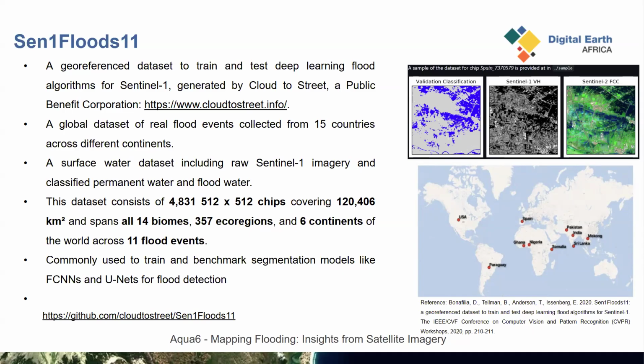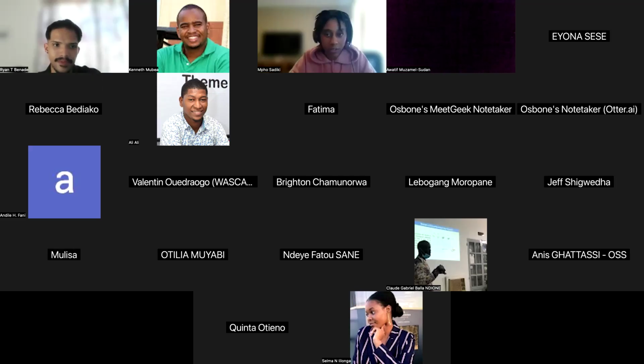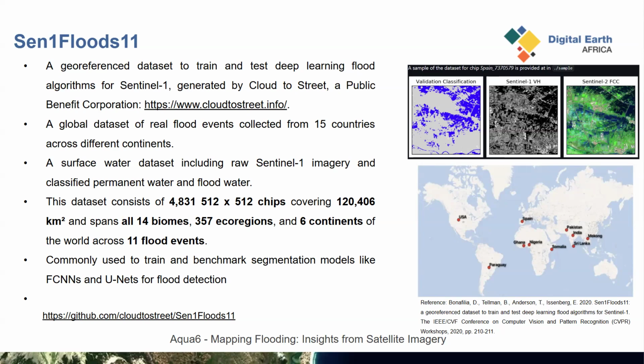It includes, obviously, both flooded areas and non-flooded areas in urban areas, rural areas, agricultural areas, forested regions. So it's quite diverse in terms of its coverage. And it is frequently used to train and evaluate segmentation models, such as fully convolutional neural networks and UNets, which are excellent at pixel level flood detection.